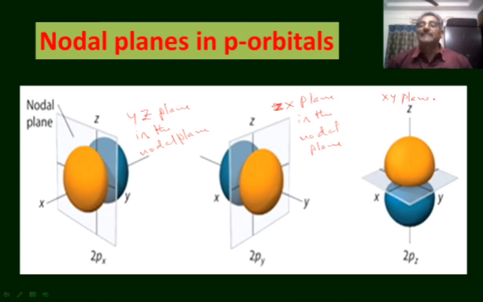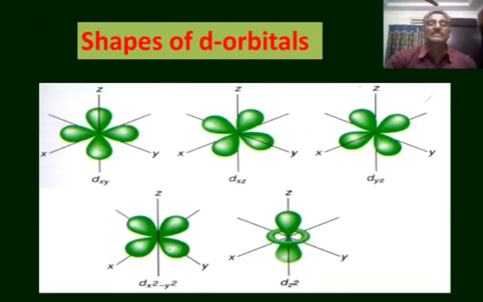That is, the imaginary plane which is passing through the x-axis, y-axis and nucleus is the nodal plane for pz orbital. Each p orbital has one nodal plane. The number of nodal planes for p orbitals is equal to 1. Next, let us go to the shapes of d orbitals.